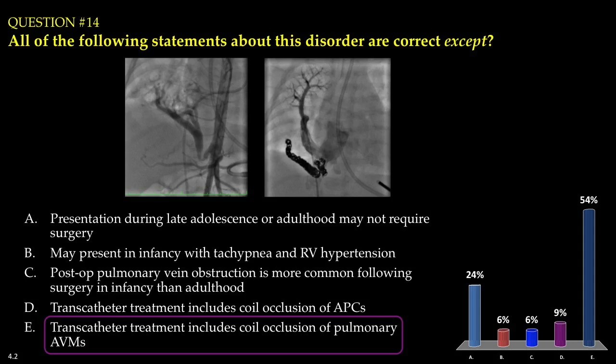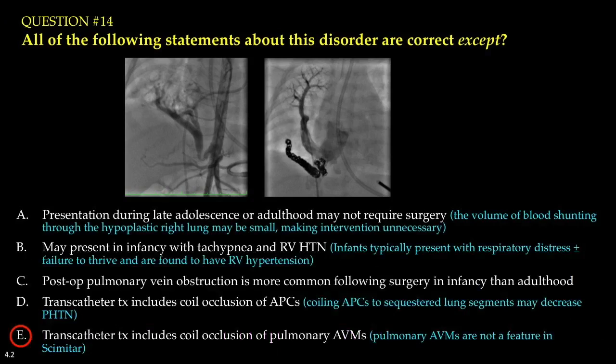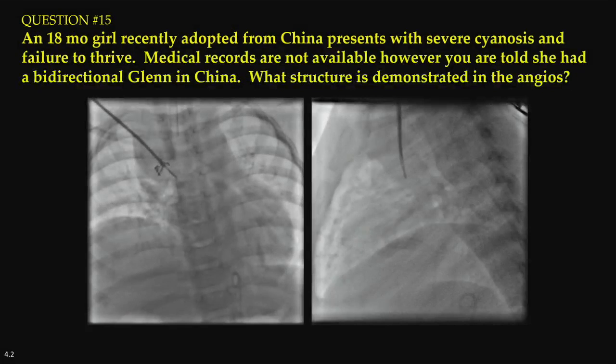So all of the A through D are all true statements about scimitar syndrome, and E is not a true statement. And this is the explanation for those. All right.